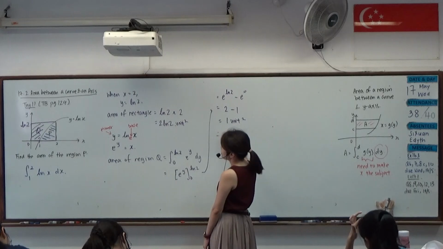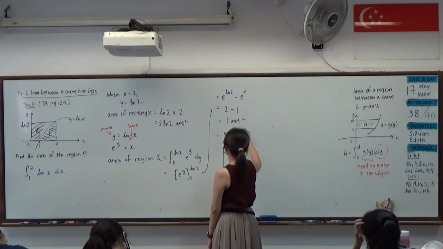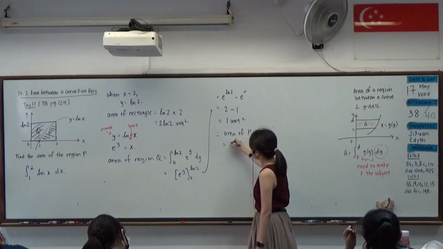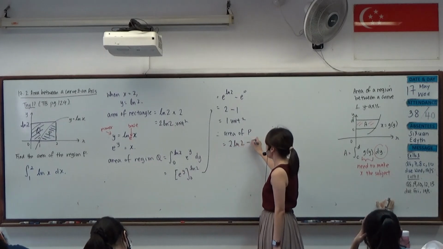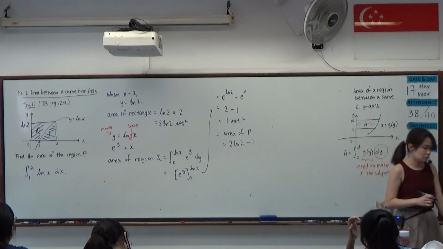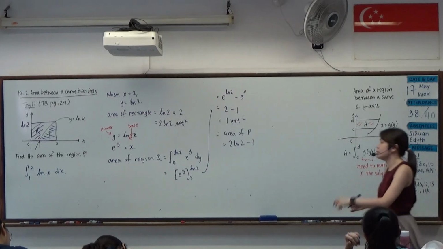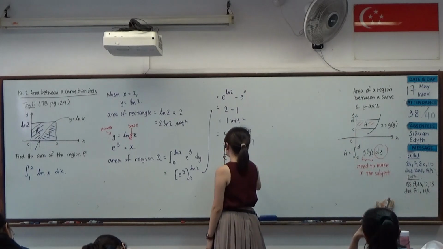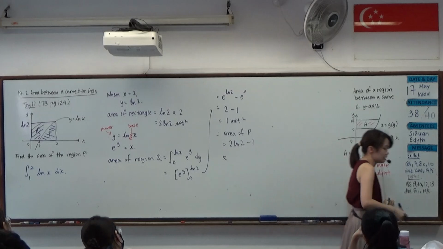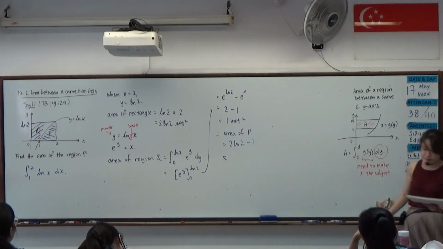So therefore the area of P will be taking the rectangle minus away Q, and we get that as answer in exact form. You may give it truncated in 3SF, since the question did not specify.